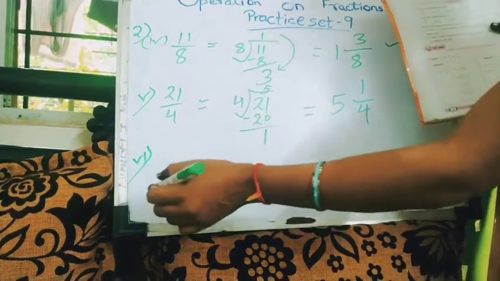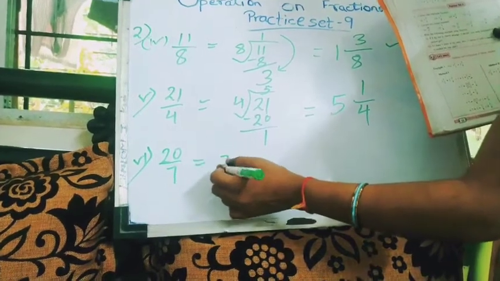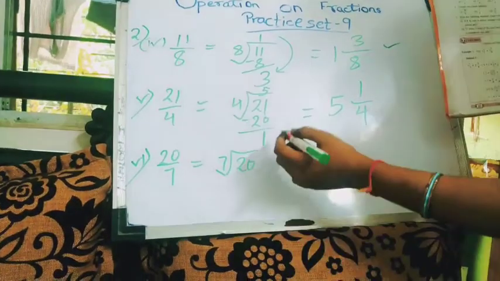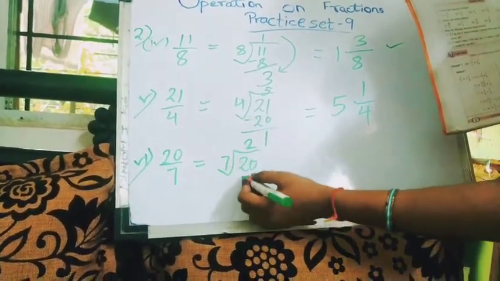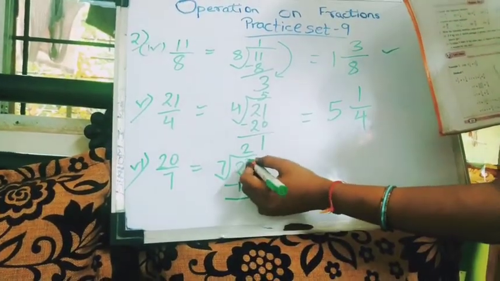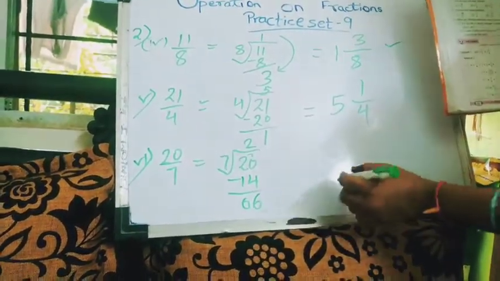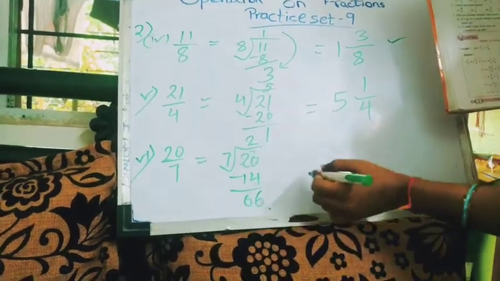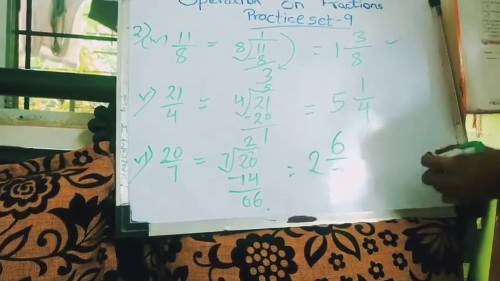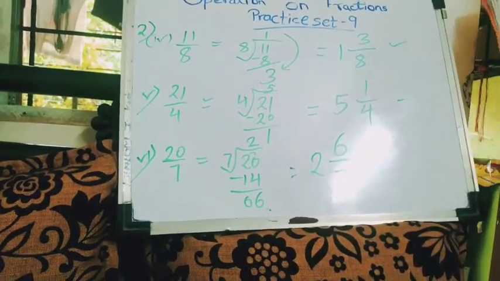Number 6, the last one, is 20 by 7. Divide 20 by 7. 7 2 is 14, 7 3 is 21. It means you can write 2. 7 2 is 14, 20 minus 14 is 6. What is the remainder? 6 is the remainder. You can write 2 upon 6 by 7. This is the answer of changing the improper fraction to a mixed fraction.